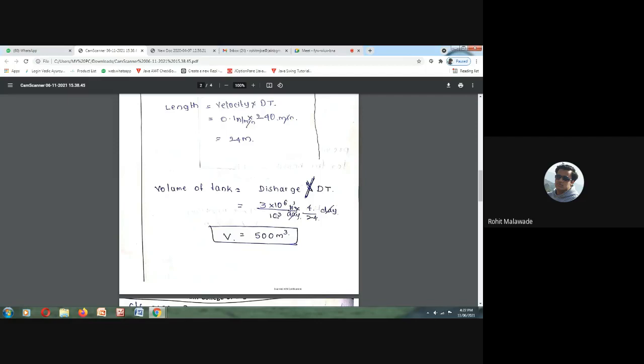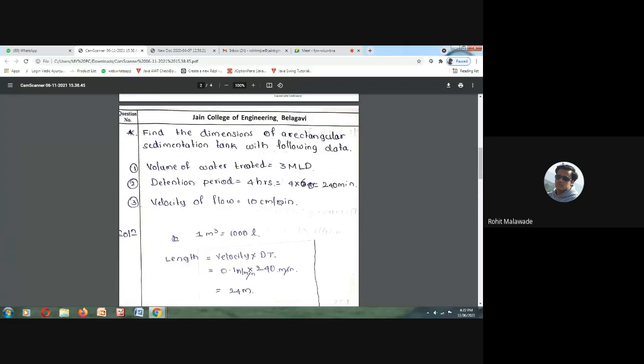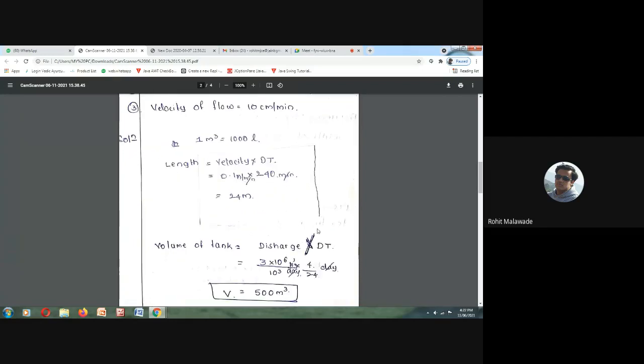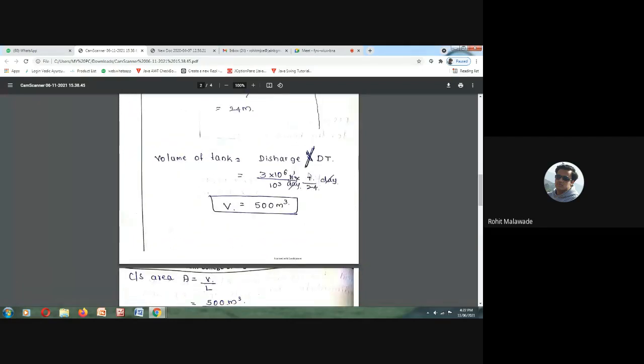1 liter is equal to 10 to the power minus 3 meter cube. What I want is in terms of meter cube, so it is meter cube per day, multiplied by detention time of 4 hours. If I convert 4 hours into days, one day has 24 hours. So day gets cancelled, and what remains is your volume, that is 500 meter cube.